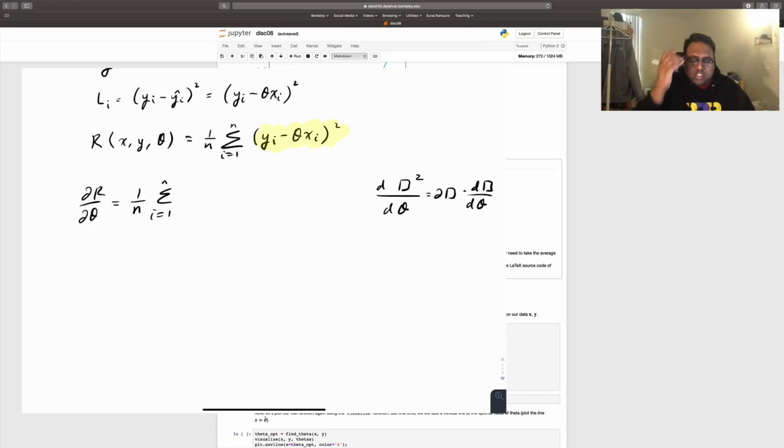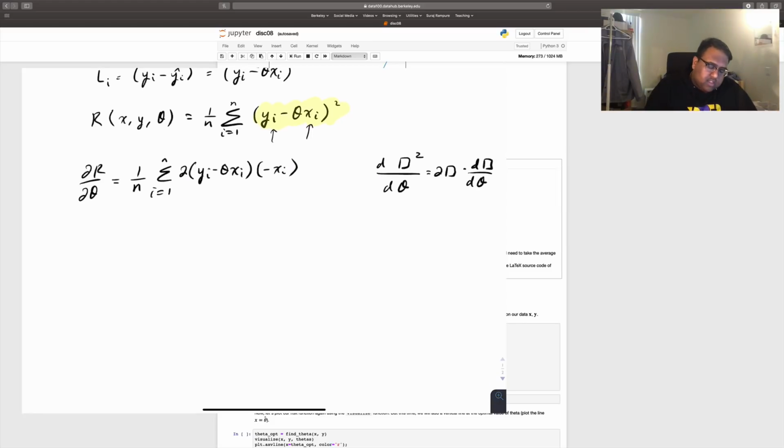Where box is just yi minus theta times xi. So I can write this as 2 times yi minus theta xi. Now the derivative of whatever is inside the box with respect to theta, the yi is independent of theta, and so then it just becomes negative xi. Okay, and this is what we're going to end up setting equal to 0. And so before that, let's do a little bit of simplification. So we can write this as 1 over n times the sum still.